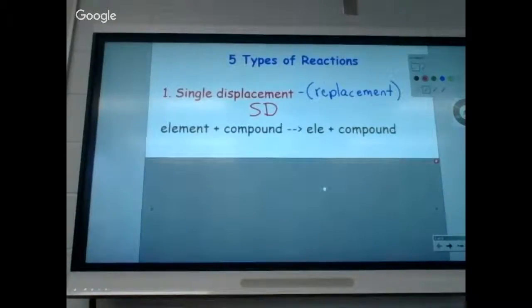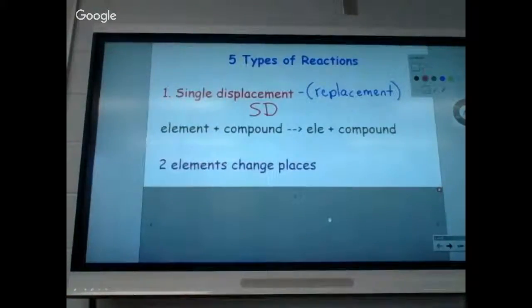Now, the thing about a displacement or a replacement reaction is two elements change places. That's why it's called replacement or displacement: one element replaces or displaces another. And this is one of the two types we're going to learn how to predict today.